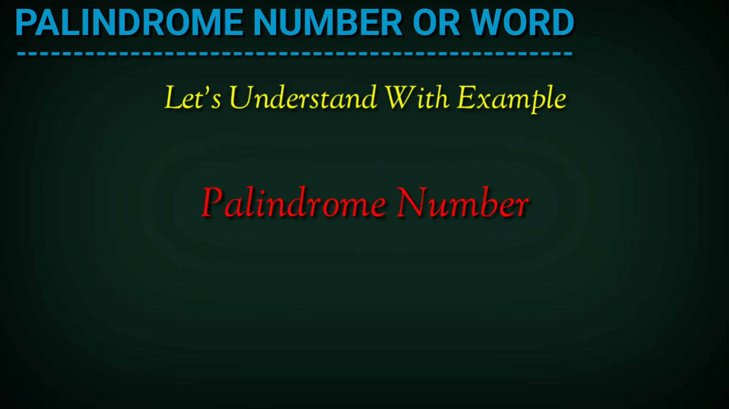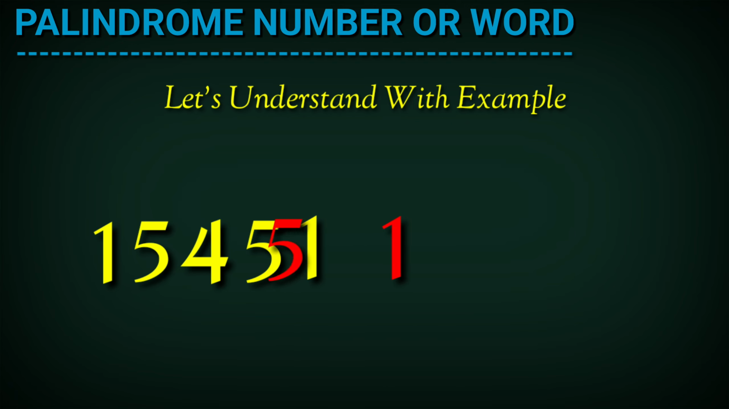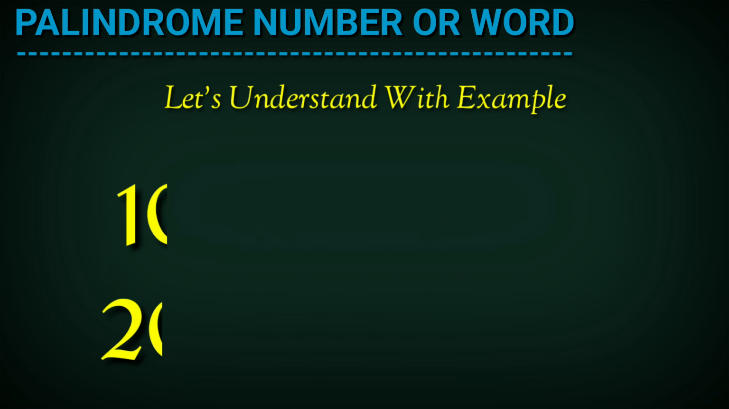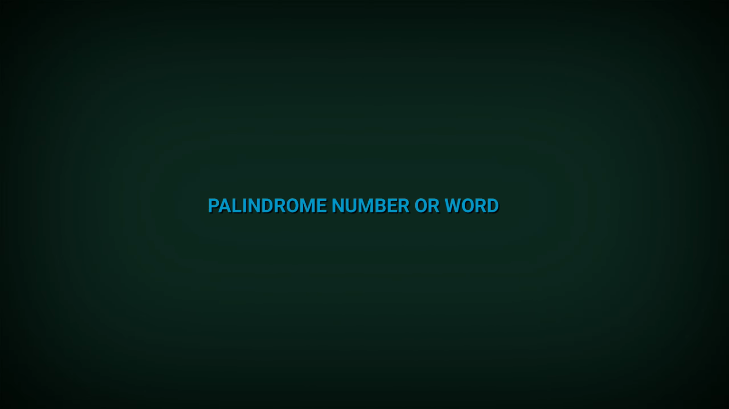Similarly, palindrome number. Take an example of 15451. If you read it digit by digit, then it will be like 15451. And now reverse it. Again we will read it the same, 15451. So this is called a palindrome number. Similarly, 1001, 2002, these are the palindrome numbers. Isn't it a great mathematical terminology? Yeah, of course. Let's move to the next example.